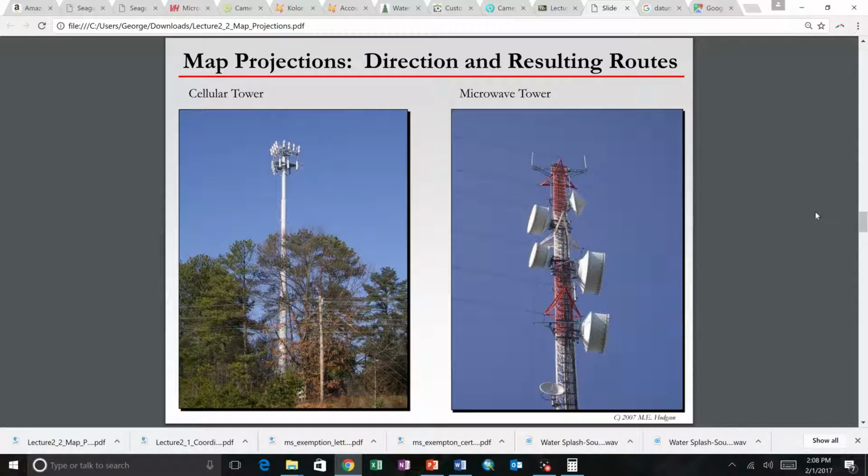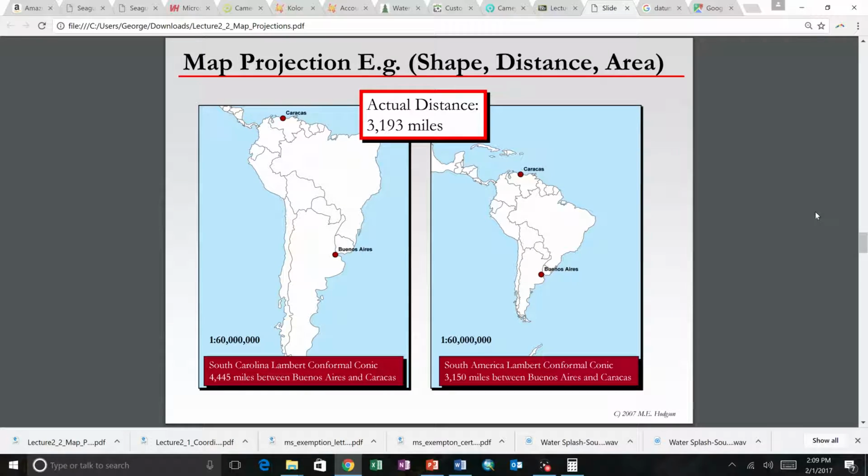All right. So, what other things besides sailing a ship across the Atlantic do we need to have precise directions for? Well, cellular towers exist, but I think you've seen microwave towers. Microwave towers do actually have to be pointed at the next microwave tower in the system in order to communicate with each other. So pointing these directions matters.